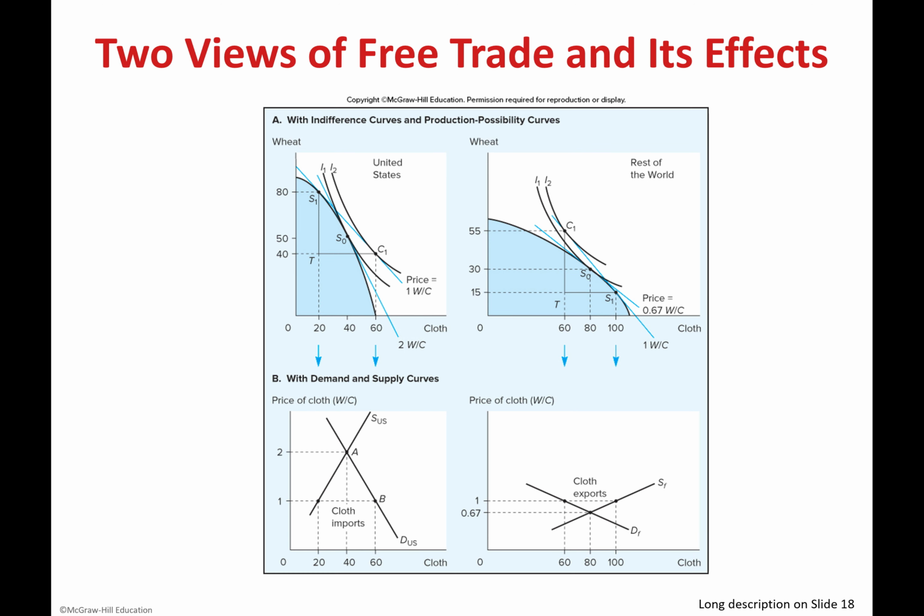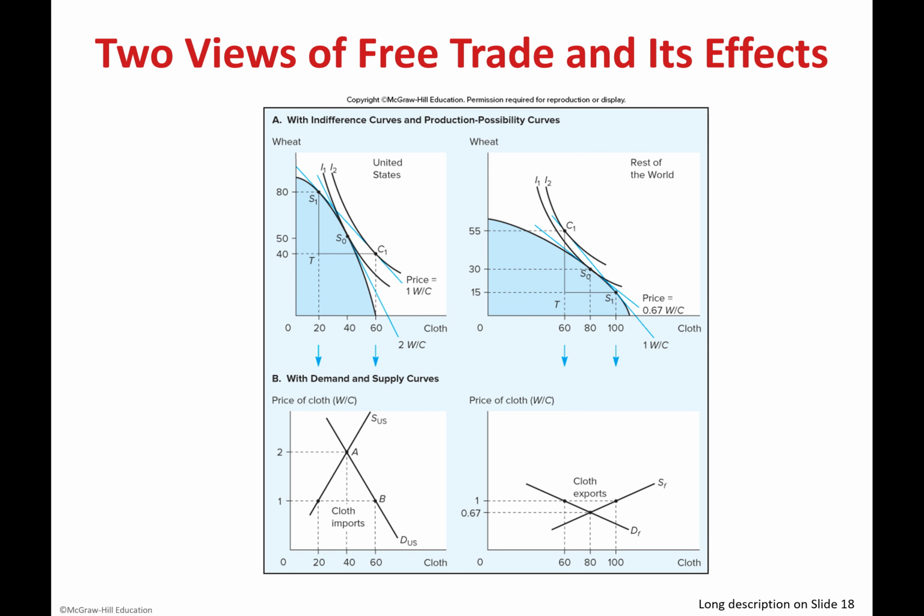Now, with trade, the diagram becomes a lot more complicated. Why? Because we have the diagrams we had before, but with the Ricardian model, but now we have the outwardly bowed PPCs. So you can see those there for the US and the rest of the world in the top part of the diagram. So that's labeled A. And then in the bottom part of the diagram, we can actually map this back into our demand and supply diagrams that we had originally.